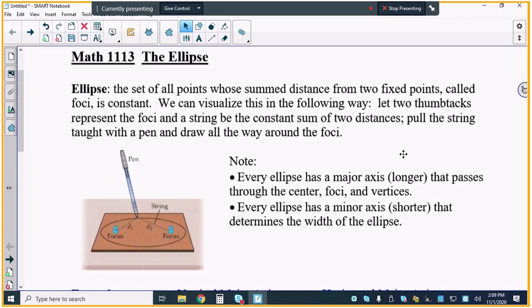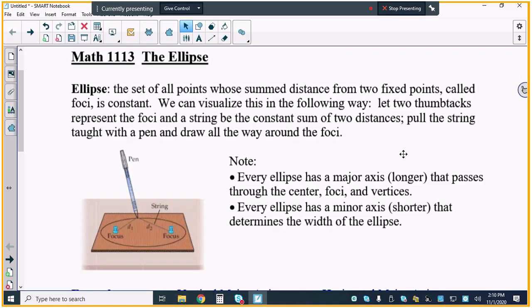Let two thumbtacks represent the foci and a string be the constant sum of the two distances. Pull the string taut with a pen, and draw all the way around the foci. So, as described in the picture.